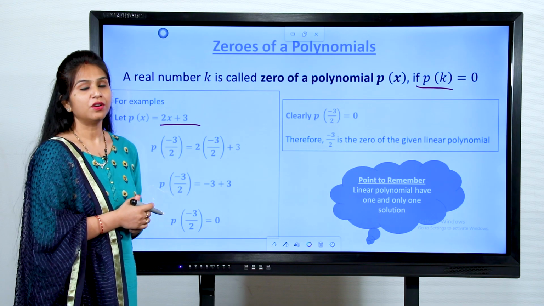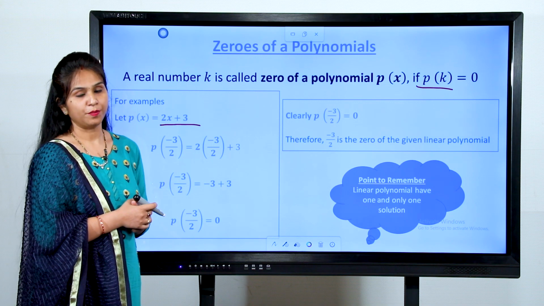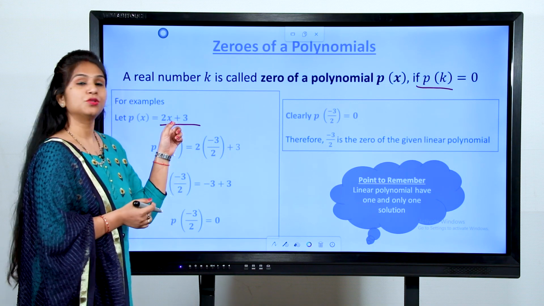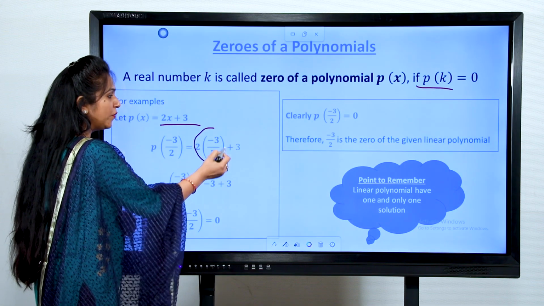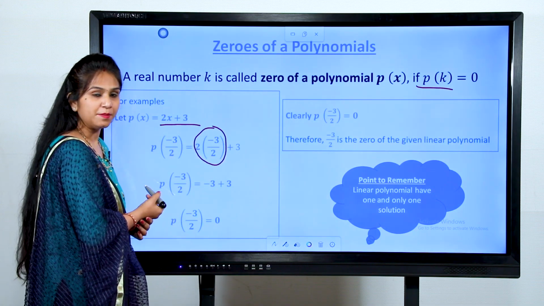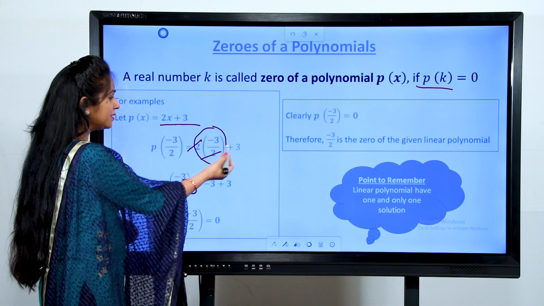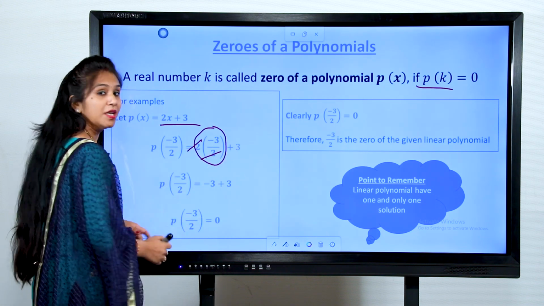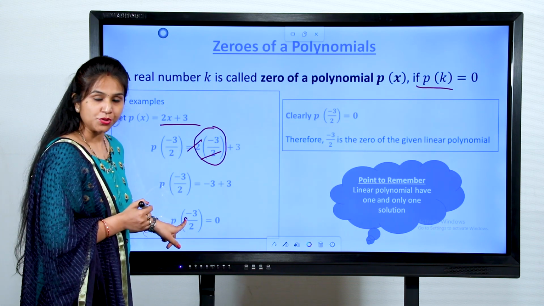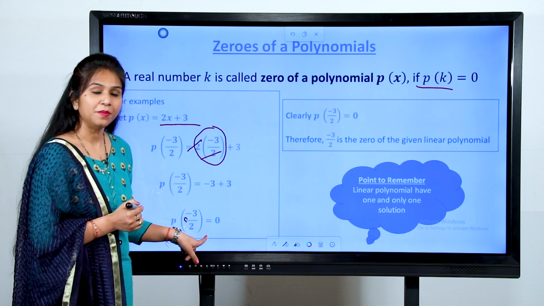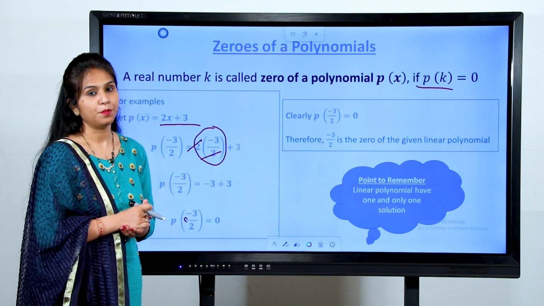Children, we have already learned this in class 9th, how to find the zero of a polynomial. When we substitute x is equal to minus 3 by 2 in place of x, you can see this 2 and this 2 get cancelled, and minus 3 plus 3 gives you 0. So on substituting x is equal to minus 3 by 2, you get 0. It means minus 3 by 2 is the zero of the given polynomial.